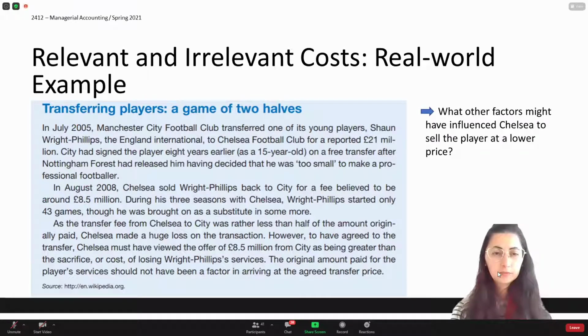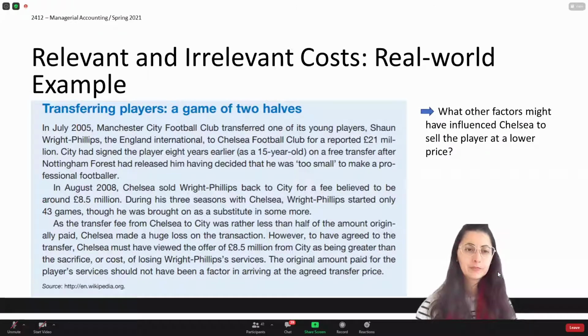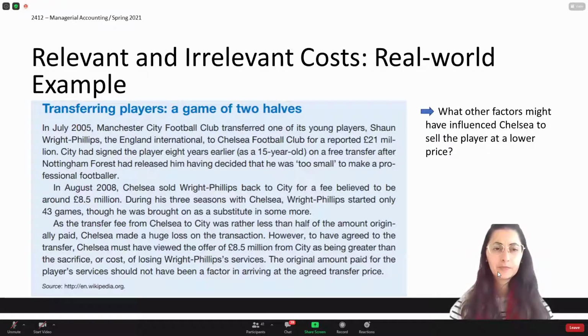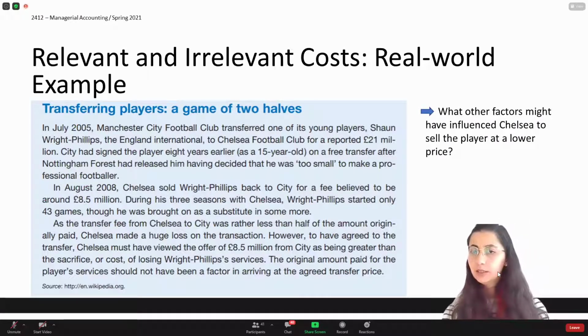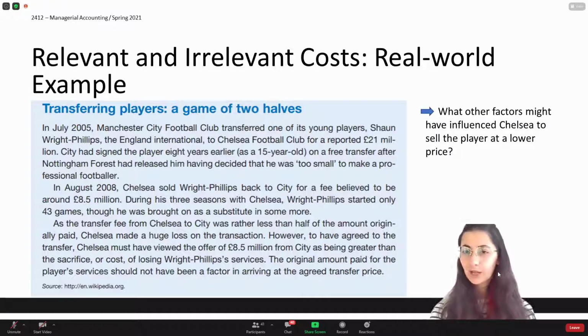I would say, first of all, how much would be the salary of Wright-Phillips for the company throughout the next years, and probably they could see that it would be beneficial for Chelsea to sell him for 8.5 million instead of having to pay his salary throughout the next years. Okay, so one of the things that they must have taken into account, if I understood you correctly, is the salary that they would pay in the future. Okay. Next person with hand up is José.